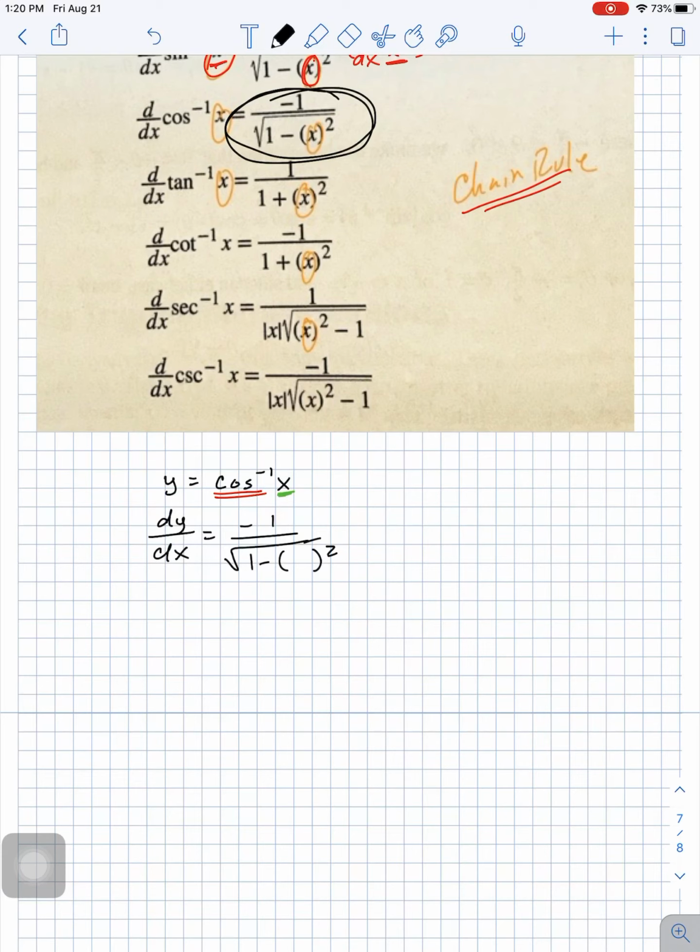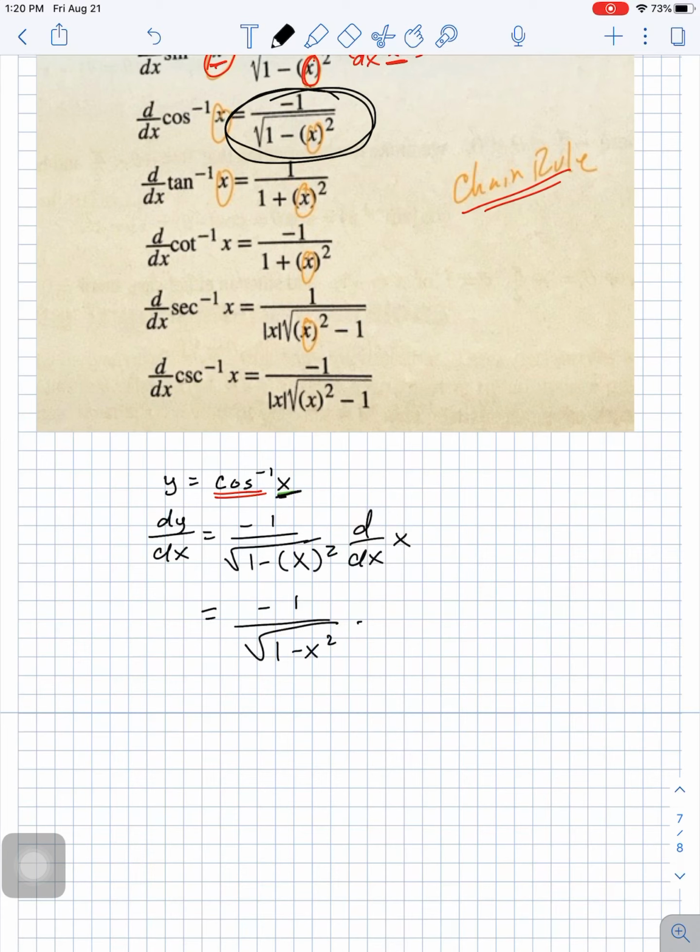Now I'm going to evaluate it at the inside function. So that's the green part, which is x, and I'm going to multiply it by the derivative of the inside function. And the derivative of x is 1. So my answer is just the formula, okay?